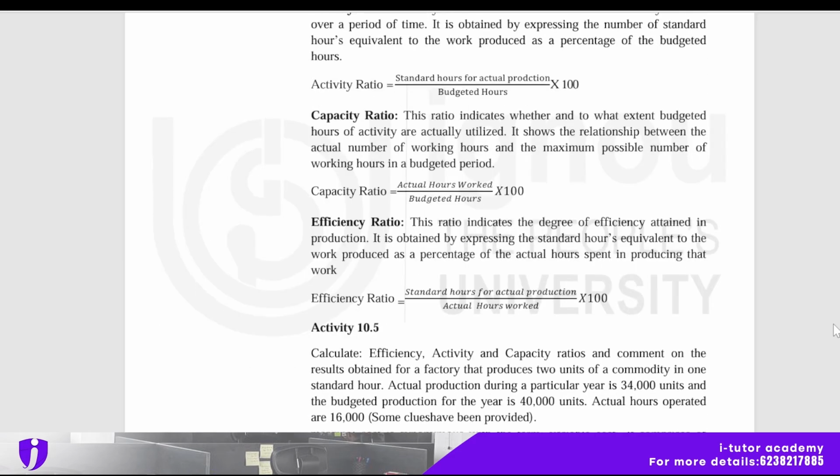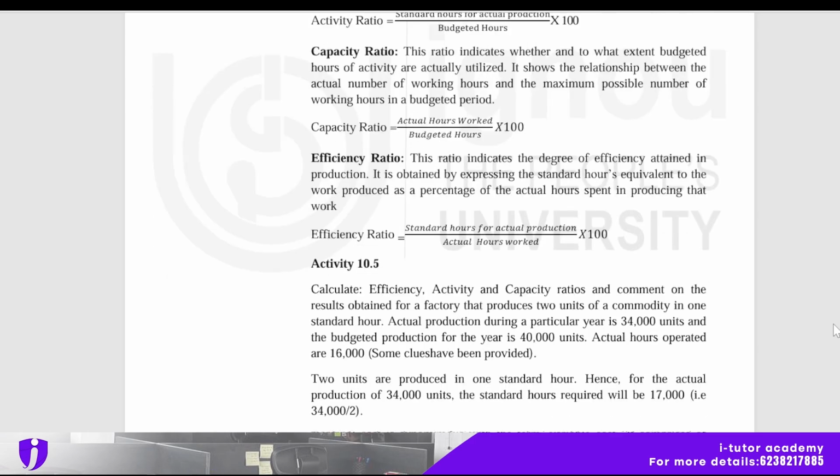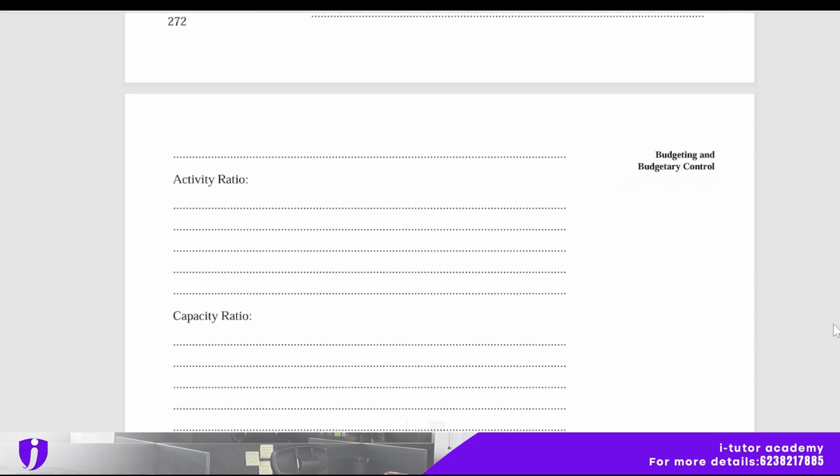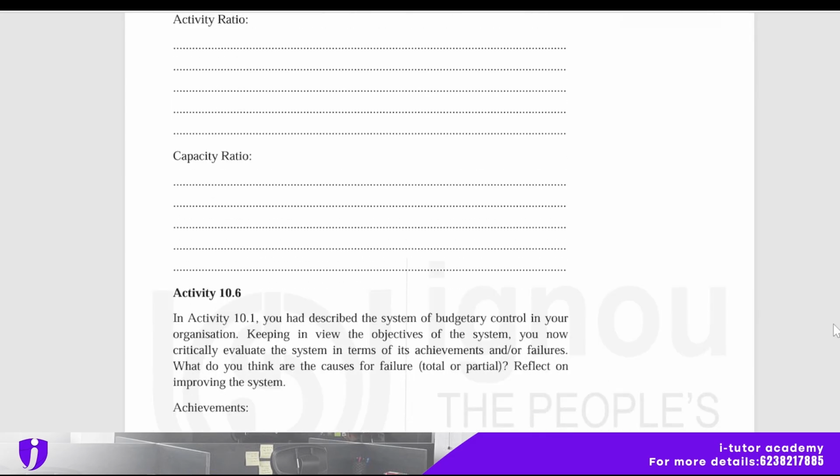And the capacity ratio indicates whether and to what extent budgeted hours of activity are actually utilized. Efficiency ratio is the ratio that indicates the degree of efficiency attained in production. So activity is based on that. You just try to answer activity ratio, capacity ratio, etc.